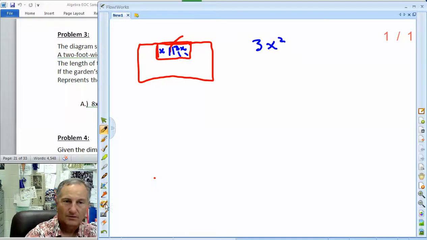Now the area of the whole thing, we've got 2 added to here, 2 added to here. So this whole length right here is going to be 3x plus 4.